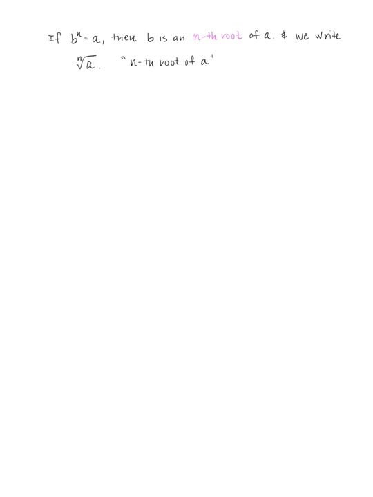Okay, now let's go with another definition. It says that if b to the n equals a, then b is an nth root of a. And the notation for that is what you see right there. We call that the nth root of a, and n is called the index of the radical. So this is called the index. And then again, a is the radicand.